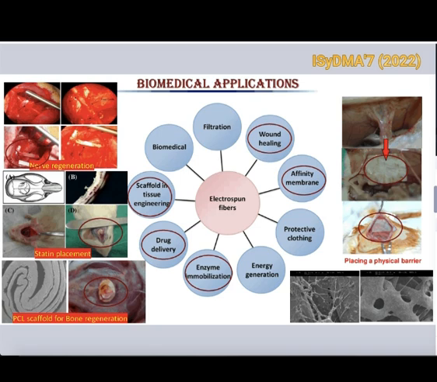Some of the work which we are working on is for biomedical application. Using electrospinning, we have produced different types of membranes for wound healing, also for nerve regeneration, stent placement, PCL scaffold for bone regeneration.